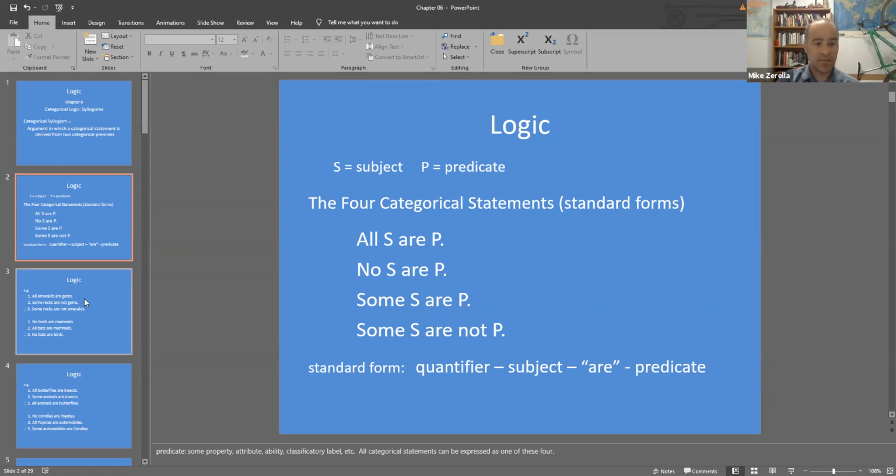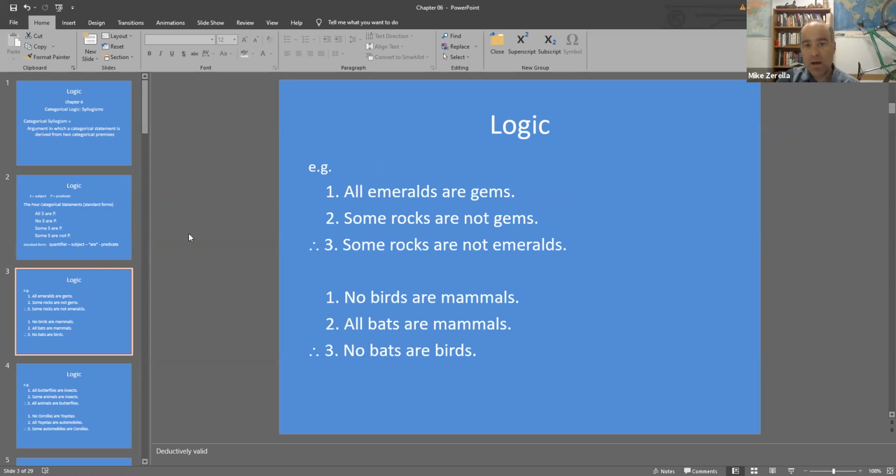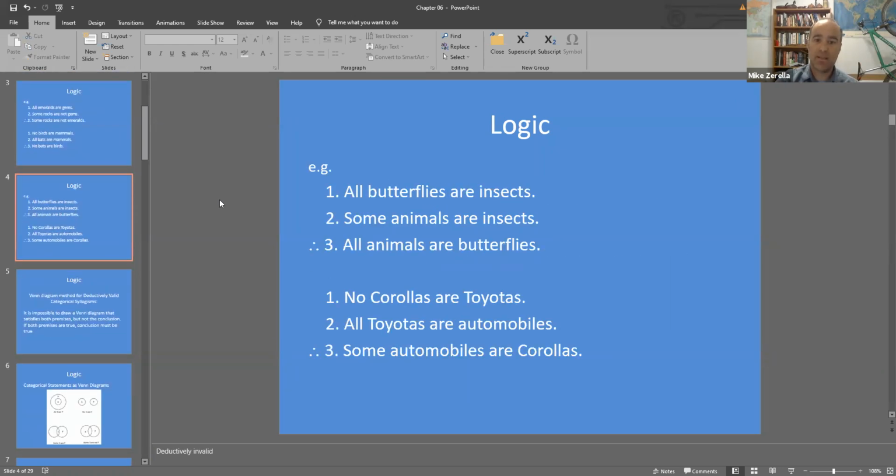Okay, so here's a couple of examples of categorical syllogisms. It just so happens that these ones are deductively valid, so these are the deductively valid examples that we're going to be dealing with here. And we'll come back to these. And here are the 2 examples of deductively invalid categorical syllogisms. Again, we'll be coming back to these. The point here is to use what's called the Venn diagram method of figuring out whether these categorical syllogisms are deductively valid or invalid.